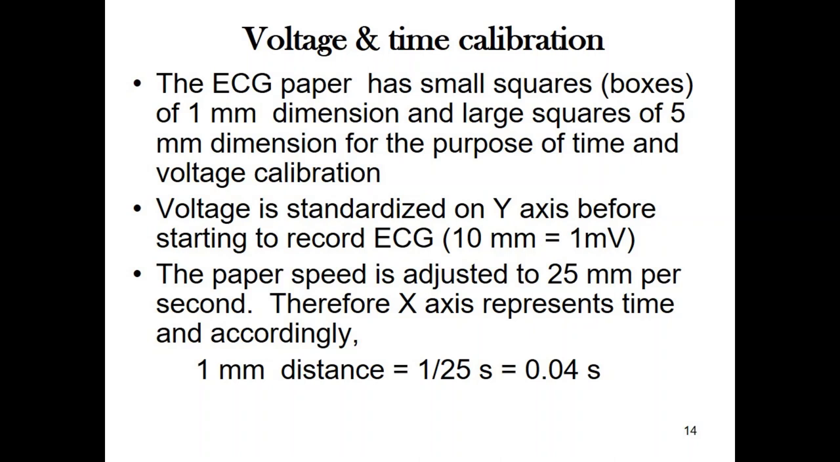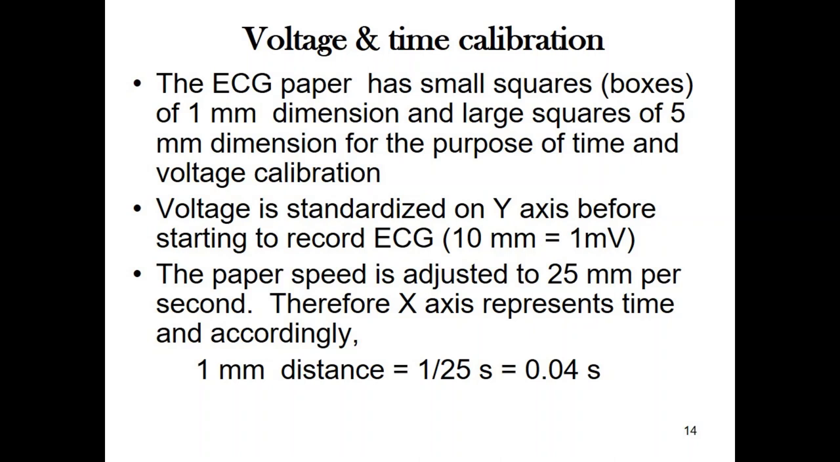We should know about voltage and time calibration. ECG paper is essentially a paper consisting of small boxes or squares of 1 millimeter dimension, 1 millimeter height, 1 millimeter length. And also there are large squares, large boxes, of 5 millimeter dimension. This is used for time and voltage calibration.